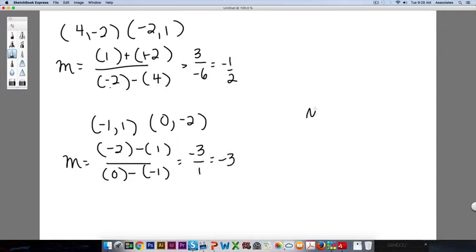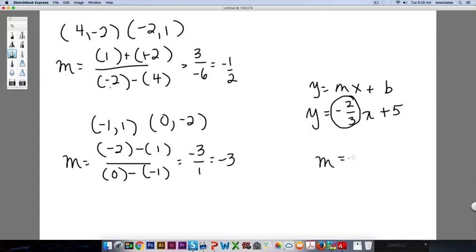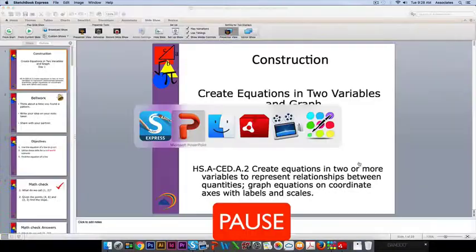Now the easiest one is when you get the equation of a line. Just to review, remember this is y equals mx plus b. So m is the slope. All I have to do is take the coefficient of the x, so the slope is negative 2/3. All right? Pause the video if you need to, and I'll meet you back here in a minute.